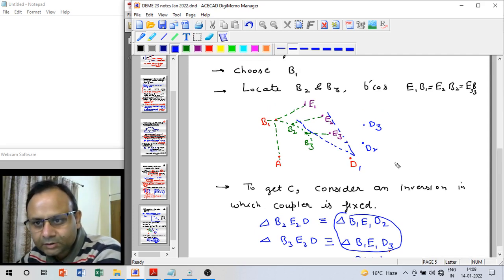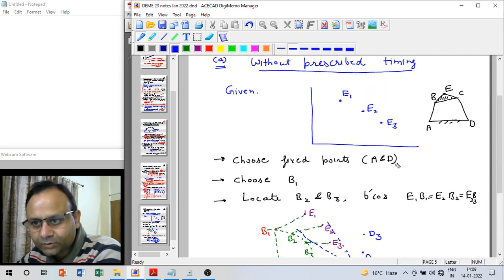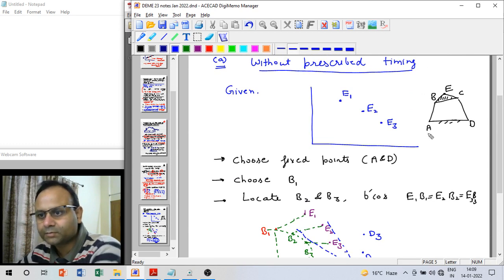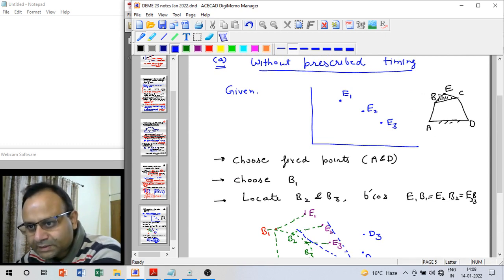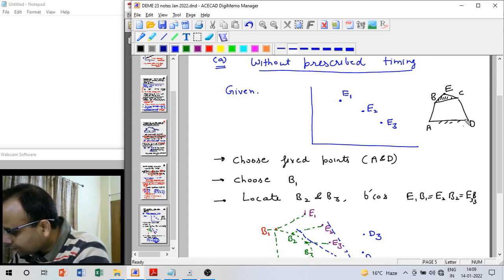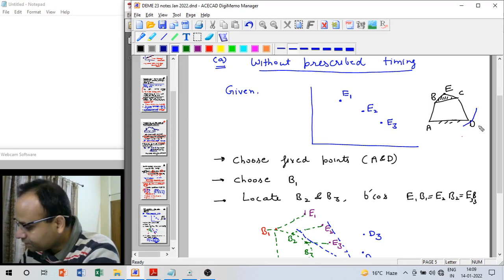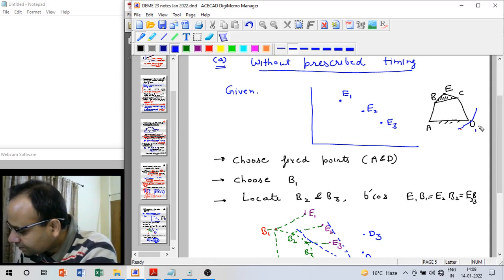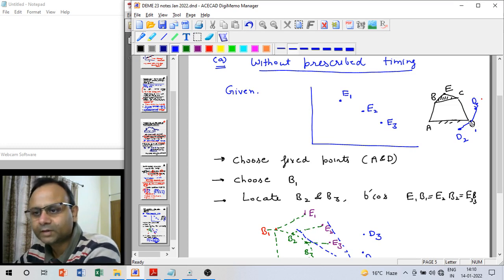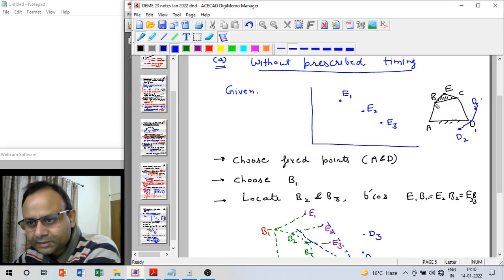Okay, now let us go back to this mechanism here. If you fix the coupler, then D will move along this path. And now if we have three positions, let us say we have D1, another position here D2, and another position D3. So you are considering that coupler is fixed and D is moving to positions D1, D2, D3. Then how can you get C?